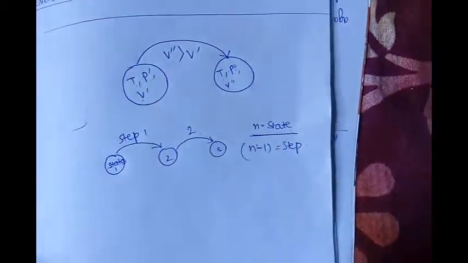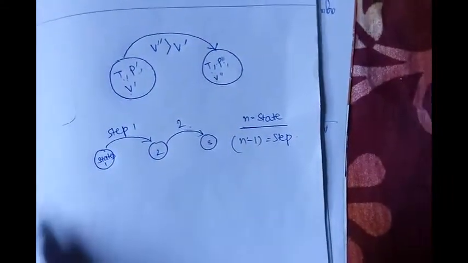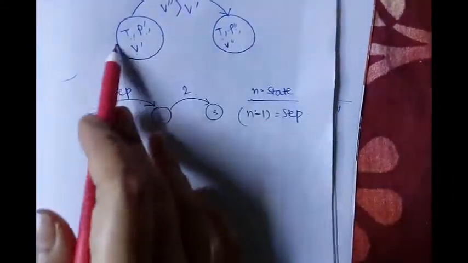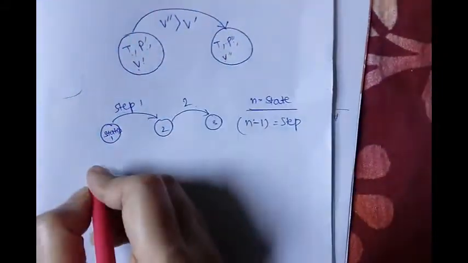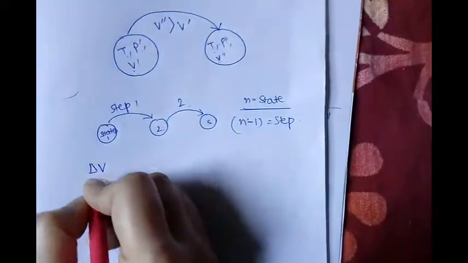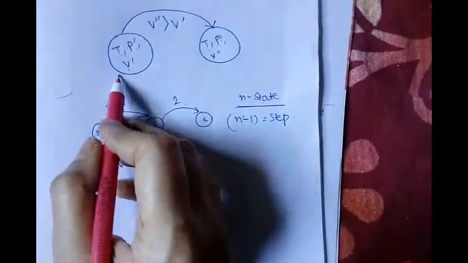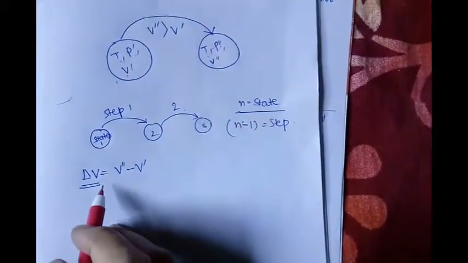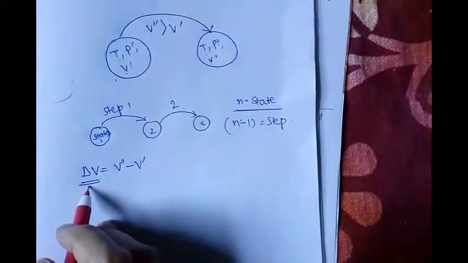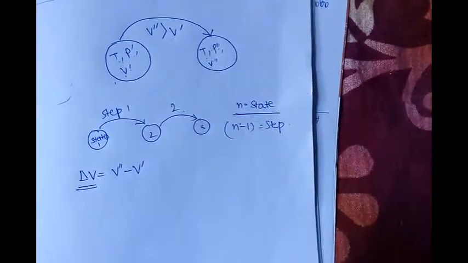Now if we increase the number of steps as well as the number of states, then the difference between state variables, suppose here the difference between two state variables, that is volume, is delta V, then delta V is equal to V double prime minus V prime. Then if we increase the number of states or steps, the difference between state variables between two successive steps is decreased.